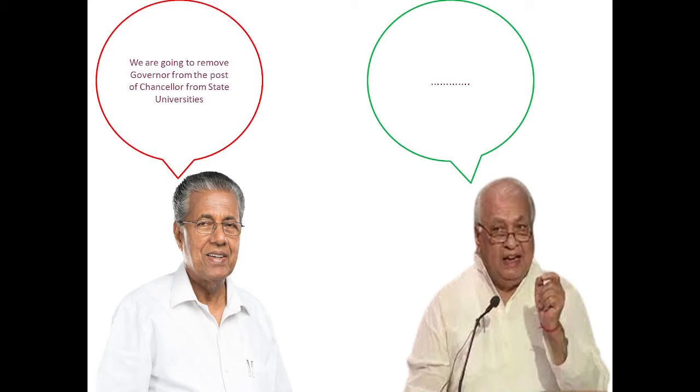Now, the CM says that he is going to remove the governor from the post of chancellor of state universities. In India, in many states, the governor of a state is the incumbent chancellor of state universities. If the state government wishes to remove him from the post of chancellor, the government can do so. So, can the Chief Minister and the Legislative Assembly really remove the governor from the post of chancellor of state universities? The answer is yes.